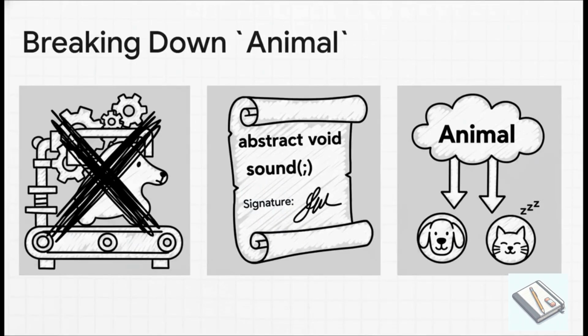Let's break that down a bit more. Because Animal is abstract, you can't just create a new Animal object directly. It's just an idea, a template. That abstract sound method, think of it like a contract. It forces any class that wants to be an animal to provide its own version of a sound. And the sleep method, well, that's just the shared behavior that every subclass gets for free.